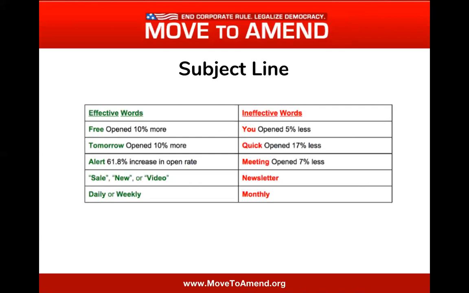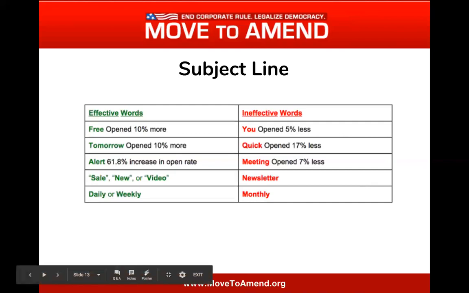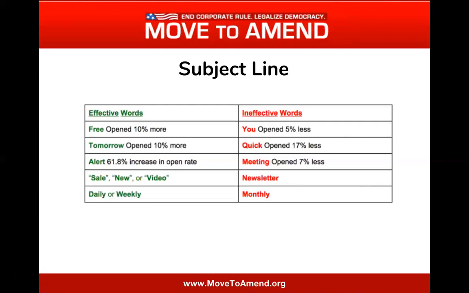And daily or weekly. So if you did want to do newsletters, don't do monthly according to this, but daily probably is too much. If you can do a weekly newsletter, that requires some capacity, but that seems to be an effective word to use. Quick, meeting, newsletter, monthly, those are all ineffective words. So just saying monthly meeting, which is a pretty common subject line for a lot of folks, is logical, you're having a monthly meeting, but that is not compelling and people are not super likely to open that.